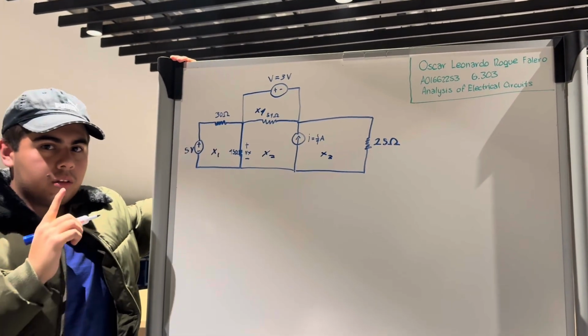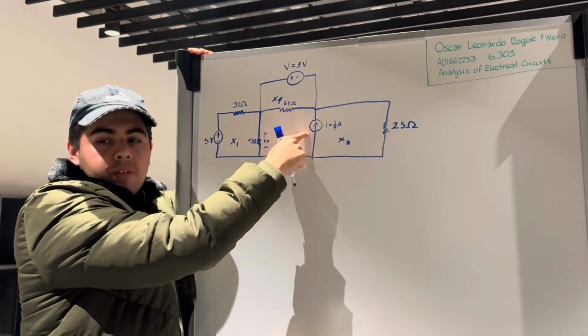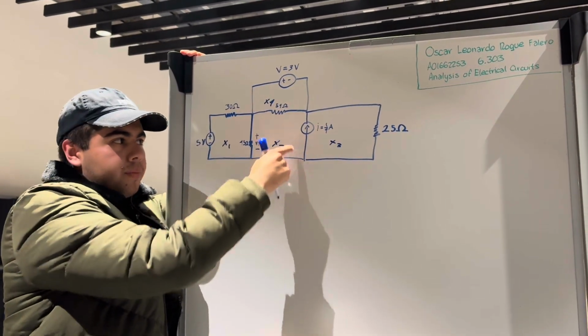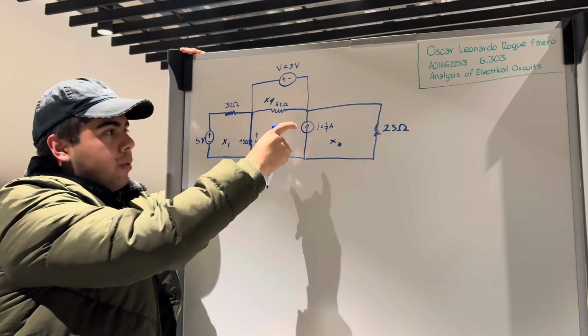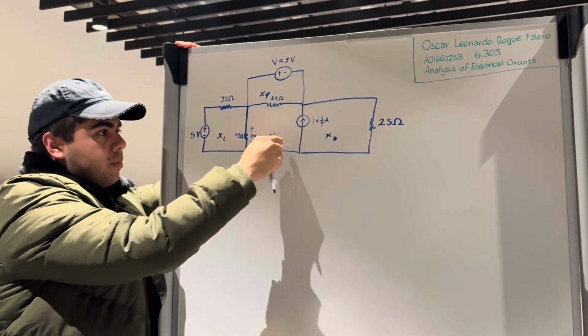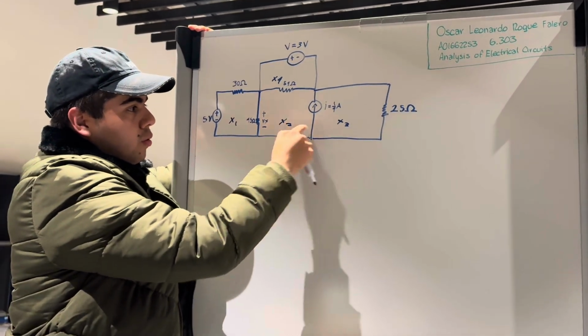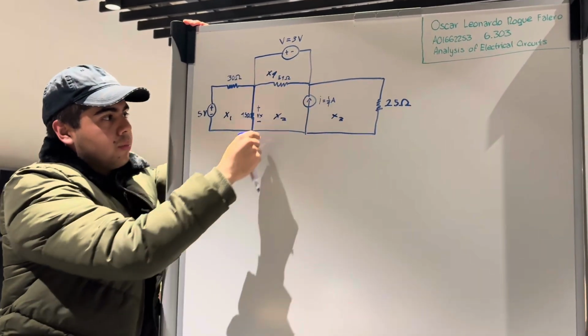Then we need to identify our supermesh. Our supermesh is identified by our current source. This current source could be between two meshes or more. In this example, we have the current source over here, between X2 and X3. So here is our supermesh.